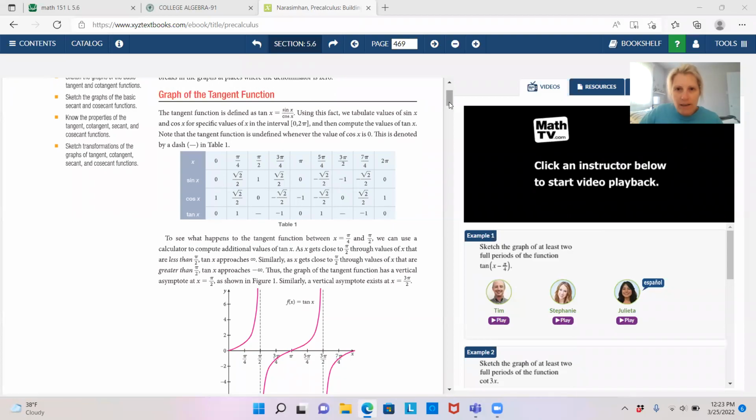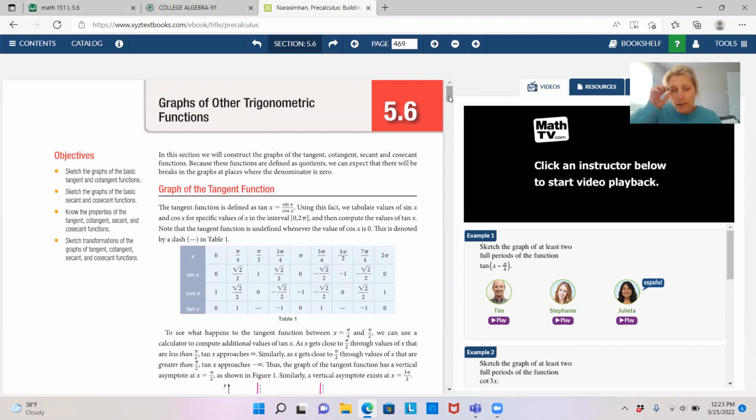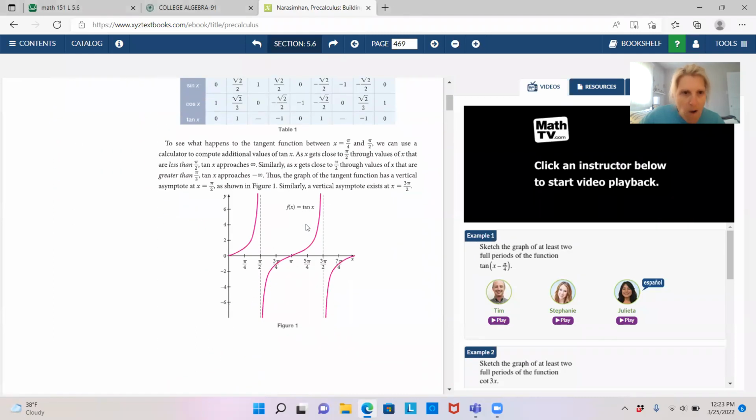Hello, welcome back for lesson 5.6. We are going to look at graphs of the other four trig functions. And the first two we're going to look at are the tangent and the cotangent function.